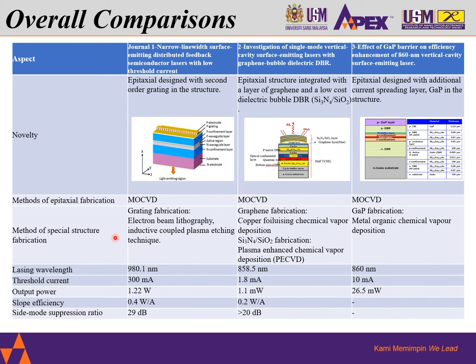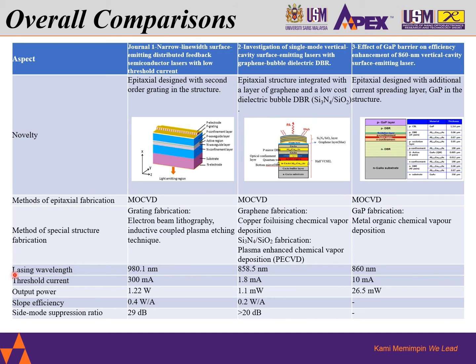As for the method for the special structure fabrication, for the first journal, grating fabrication, the method they use is electron beam lithography and inductively coupled plasma etching technique. Second journal, the graphene fabrication, the method they use is copper-foil chemical vapor deposition, and the DBR fabrication, the method they use is plasma enhanced chemical vapor deposition, PECVD. As for the gallium phosphide fabrication, the MOCVD method is used.